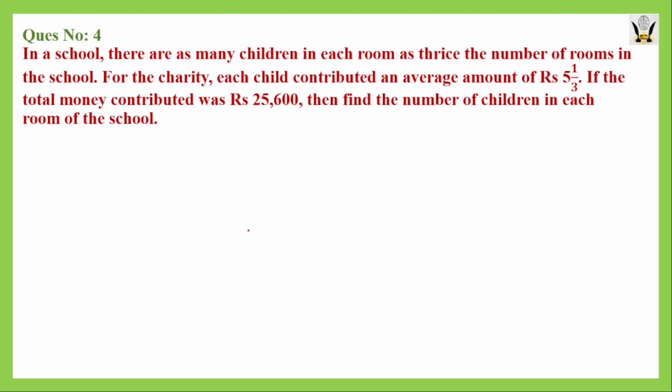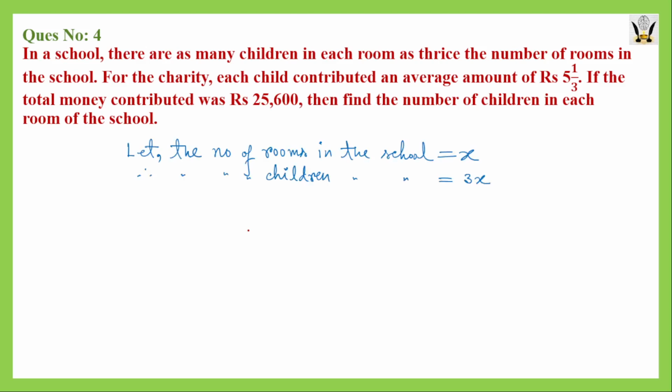Now the next one, it is about a story sum. What it says is, in a school there are as many children in each room as thrice the number of rooms. So there are many children and many rooms in that school. For the charity, each child contributed an average amount of rupees 5 and 1 by 3. If the total money contributed was rupees 25,600, then find the number of children in each room of that school.